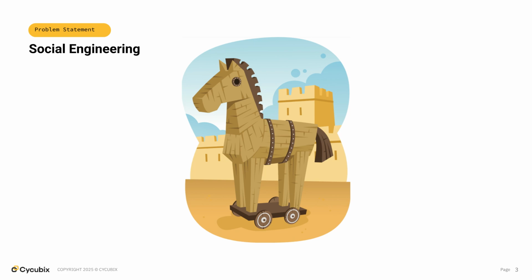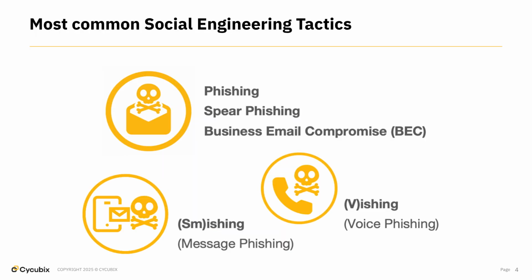It is the psychological compromise of a person to alter their behavior, often involving manipulating people into giving away confidential information or system access. Our human nature makes us vulnerable to these attacks, as it's often easier for attackers to mislead people than to use complex hacking tools. Email remains the main attack vector for social engineering. Common tactics include phishing, spear phishing, smishing, vishing, and business email compromise, or BEC.